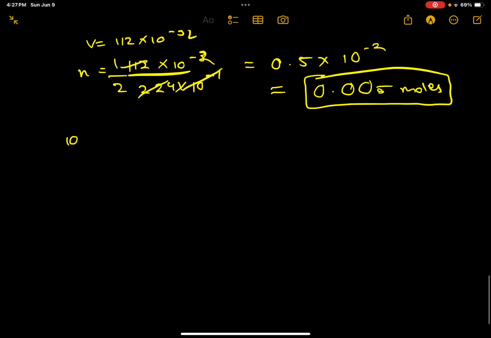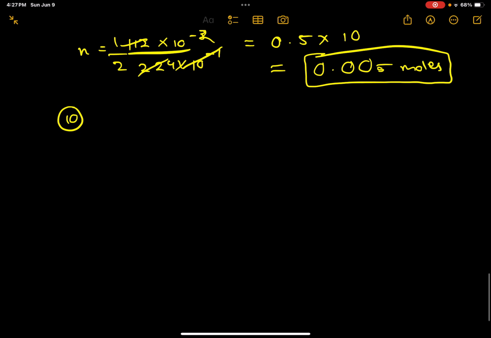Now let's do the 10th question. And the 11th question is going to be a little bit tricky. So let's do the 10th question first. 6.022 into 10 to the power 20 molecules of N2O.